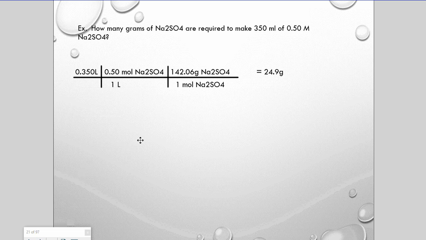The next question: how many grams of sodium sulfate are required to make 300 mL of a 0.5 molar solution? This is taking advantage of the molarity formula to determine a mass. So we start with the volume we were given, then we use the molarity to get to the number of moles in the solution, and then we can easily convert using the molar mass, and that gives us the mass of solute required.